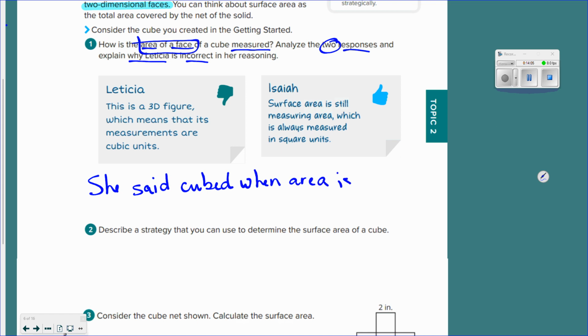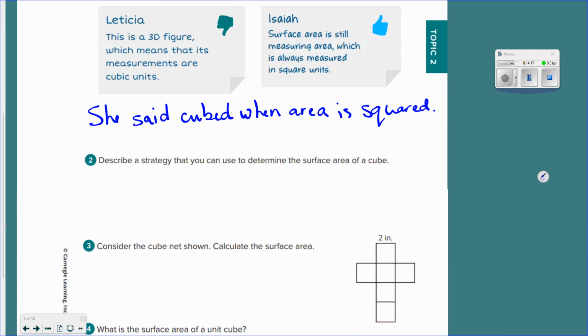Area will always be squared units. We've been saying that since we introduced area, like a month ago. Okay? So to find the surface area, one thing we can do is build a net and treat it like a complex figure.